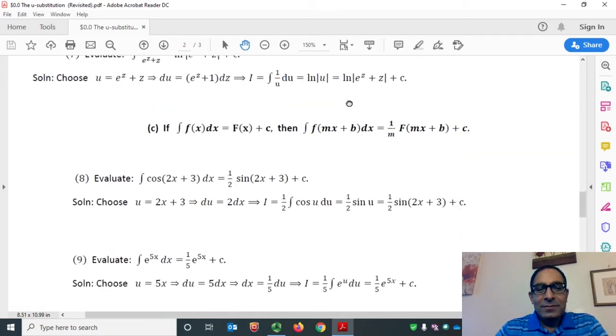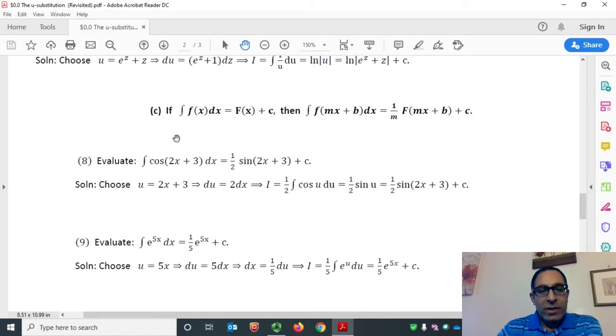Let's move on. Another quick trick: if the integration of lowercase f is uppercase F, then the integration of the lowercase function f of mx plus b, where m and b are both constants, turns out to be 1 over m, the coefficient of x, times the antiderivative function capital F of mx plus b. Great. Again, you don't need to memorize this trick, but sometimes it's handy, or a shortcut to compute the integrals. But our old friend is just to use u substitution.